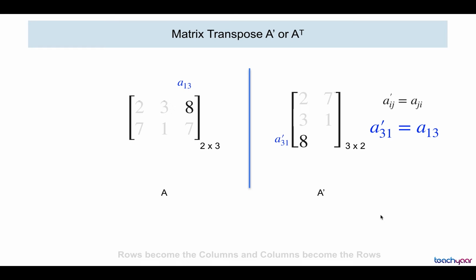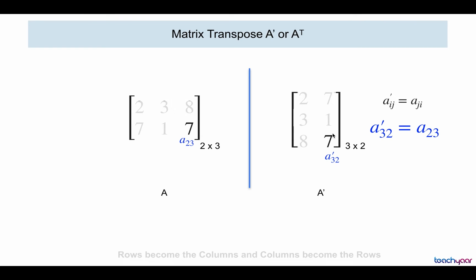And the last element, A32 bar. So A32 bar is, flip it, A23. A, second row, which is this, third column, 7. So A23 is 7. So A bar 32 is 7. And again you see that the third column of A has become the third row of A bar, right? So that's the transpose.